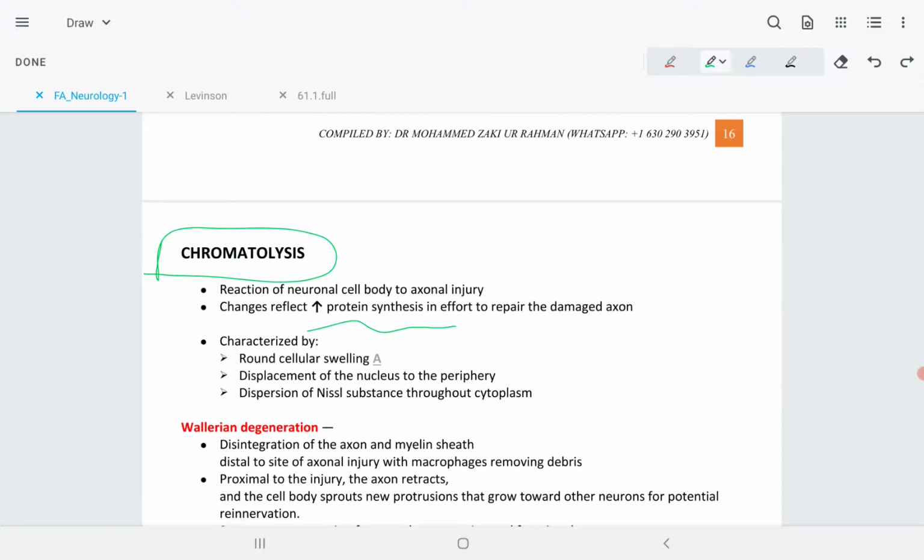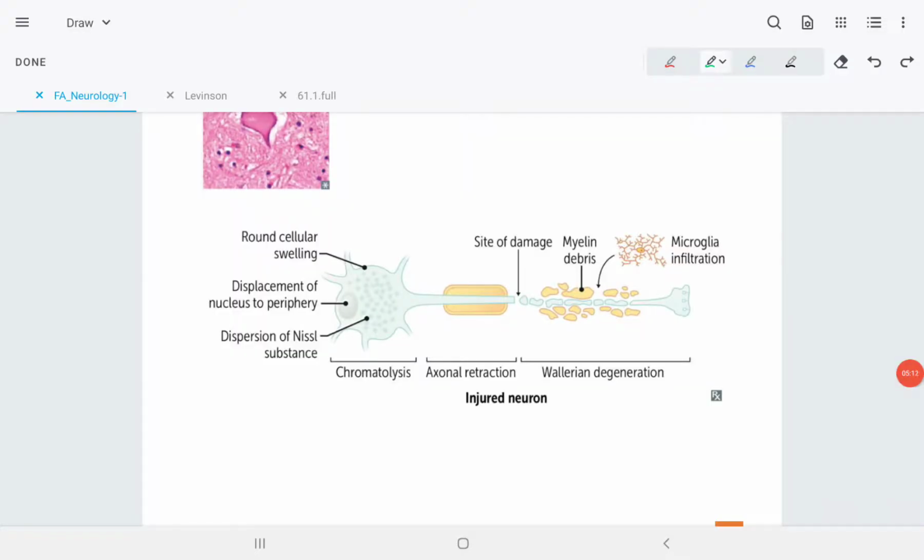It is characterized by round swelling, displacement of the nucleus to the peripheral side, and dispersion of Nissl substance throughout the cytoplasm. Look at what chromatolysis has done. First, the cell swells and becomes round. Number two, the nucleus moves to the periphery, at the corner side. Number three, the dispersion of Nissl substance: you are looking at Nissl substance dispersed all around the cytoplasm.